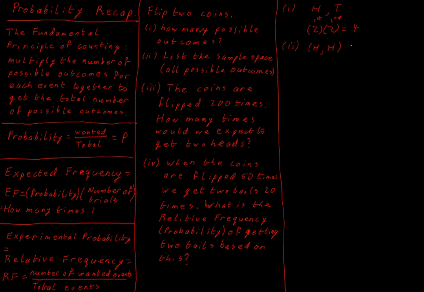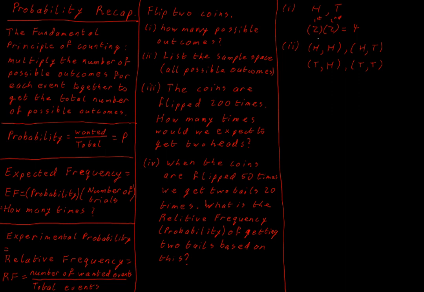Or I could get a head on the first coin, a tail on the second coin. Or I could get a tail on the first coin and a head on the second coin. Or I could get a tail on the first coin and a tail on the second coin. And at this stage, I've actually written out all of the different possible outcomes that I could have gotten.